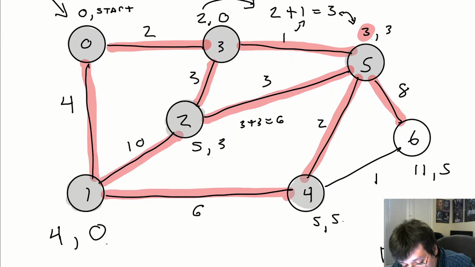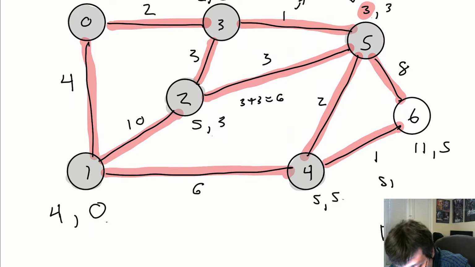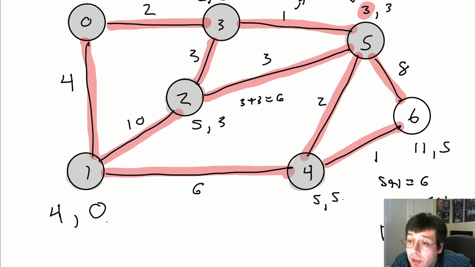This one we have to do a little bit of work because we do have this edge to look at. So we got the edge from 4 to 6. So this is 5 plus 1. 5 plus 1 is equal to 6. 6 is indeed less than 11. That means that we have found a new shortest path going into vertex 6. So we're going to perform relaxation.